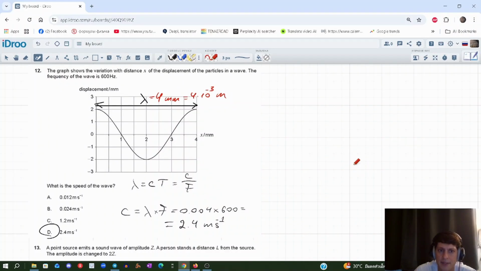And we know that the wavelength equals the velocity of the wave times period of the oscillations of this wave, or the speed of the wave divided by frequency. We just substitute it. So the speed of the wave equals the wavelength times frequency, which is 2.4 meters per second in this case. Option D.